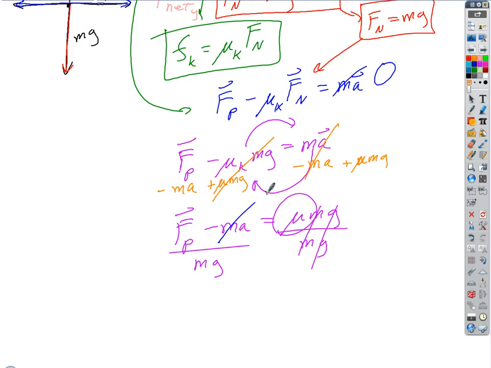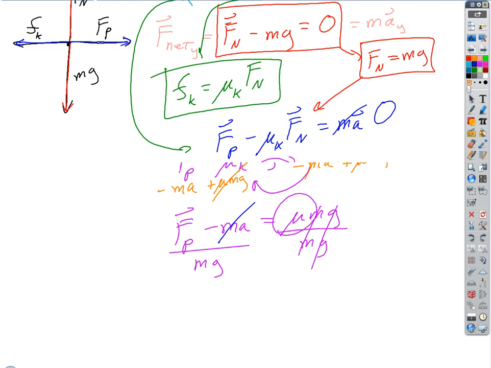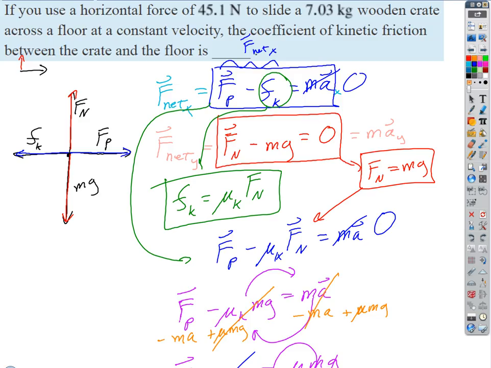A lot of times, in hindsight, things look pretty simple, but you will get some intuition about what it really means when you're pushing on something. Push divided by weight equals mu, that's really all it's going to be. Could you scroll up real quick? Acceleration equals zero, so push divided by weight equals mu.